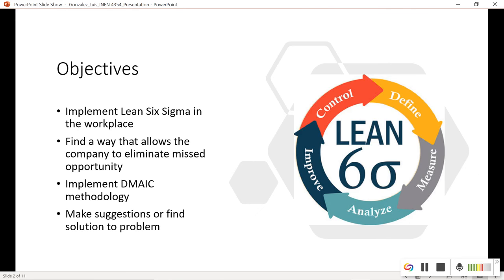The objectives of this project are to implement Lean Six Sigma in the workplace, to find a way that allows the company to eliminate missed opportunity, to implement the DMAIC methodology, and once the problem has been identified, make any suggestions or find a solution to the problem.